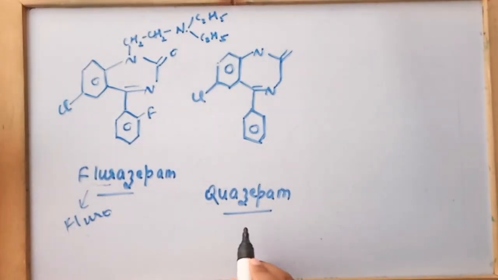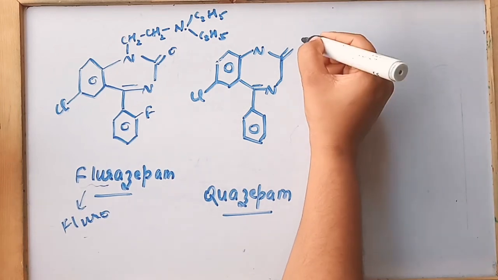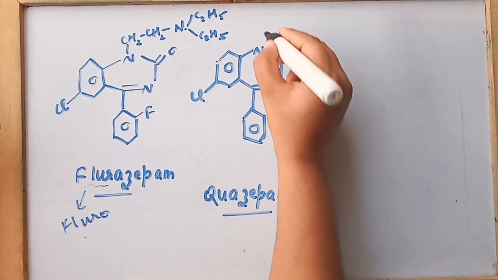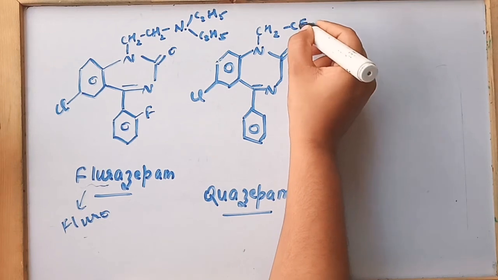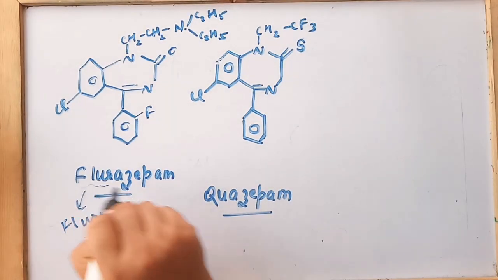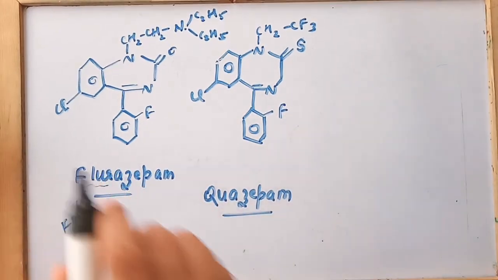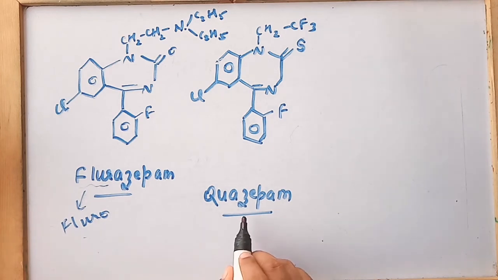For quazepam, we add a different structure. For this, instead of O, we add S over this position, and at the first position we add CH2CF3. So this is the structure of quazepam, and as we have seen in flurazepam we added F, over here also F. So when you are remembering the structures, remember flurazepam and quazepam together.